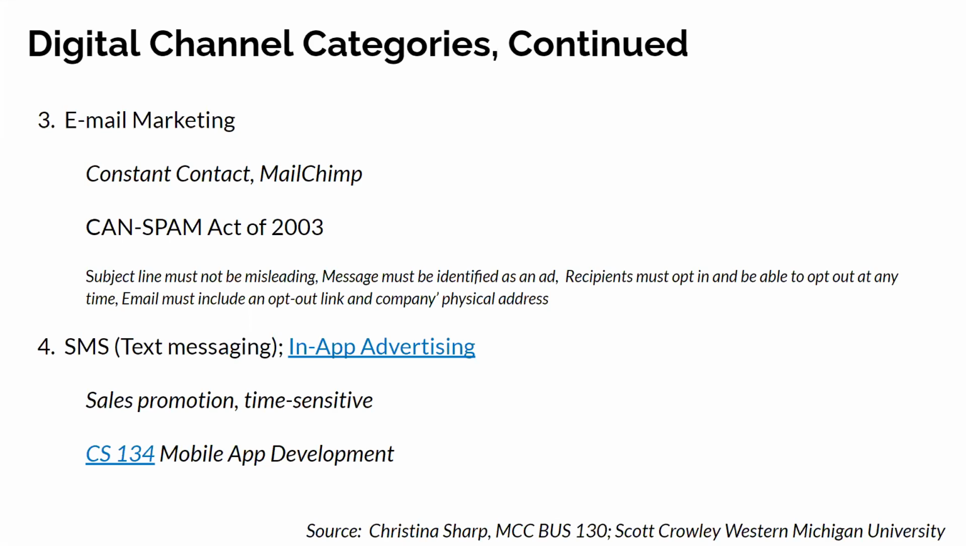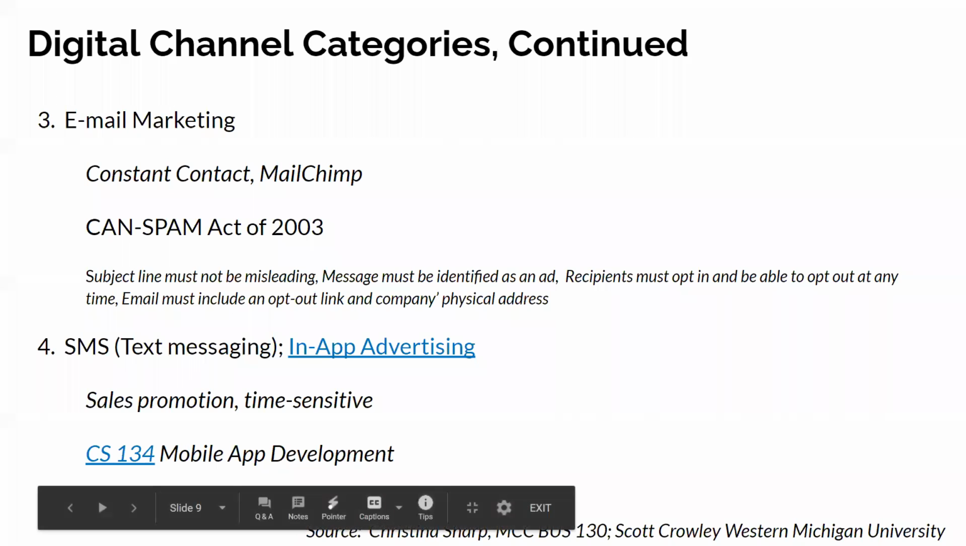There's a couple of platforms that use that, and we all love when we get spam email, right? There are some rules here from the Spam Act, which was actually all the way back in 2003: the subject line has to be relevant and identified as an ad. You must be able to opt in and opt out as a recipient. Same for text messages, and it must have the company's physical address.